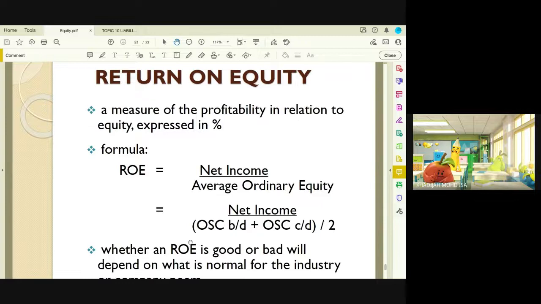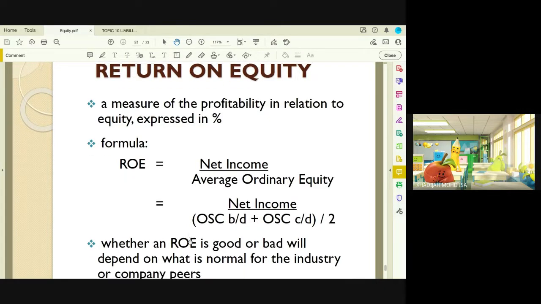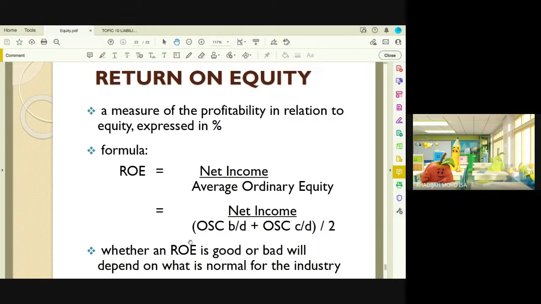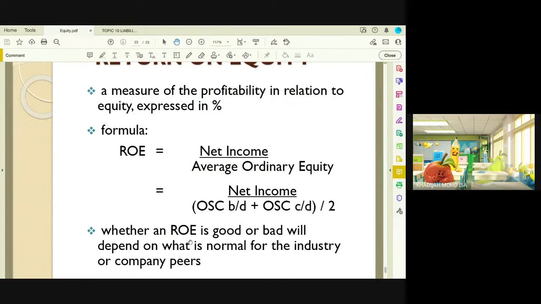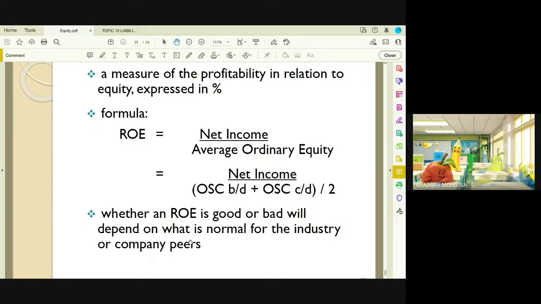Okay, return on equity. This is what we say is a return on your investment, a measure of profitability in relation to equity expressed as a percentage. How much profit you make out of the equity. The formula is ROE equals net income over average ordinary equity. So we use ordinary shares only. When you want to take the average, you look at the opening balance and the closing balance, divided by 2. That's how you get the average.